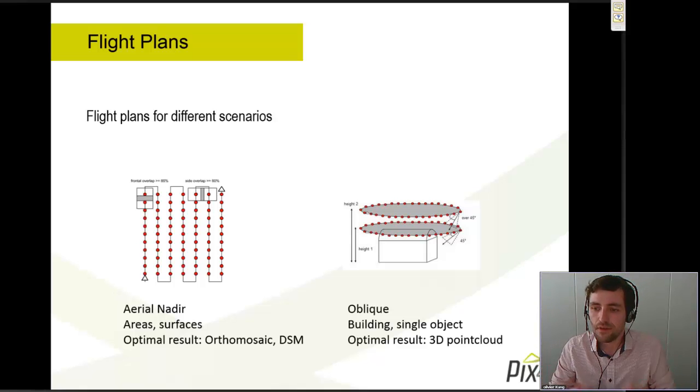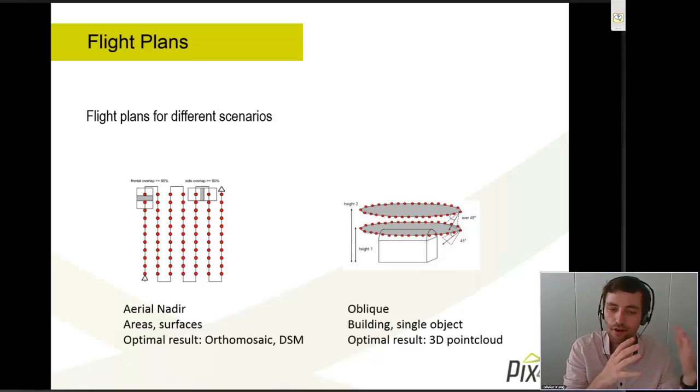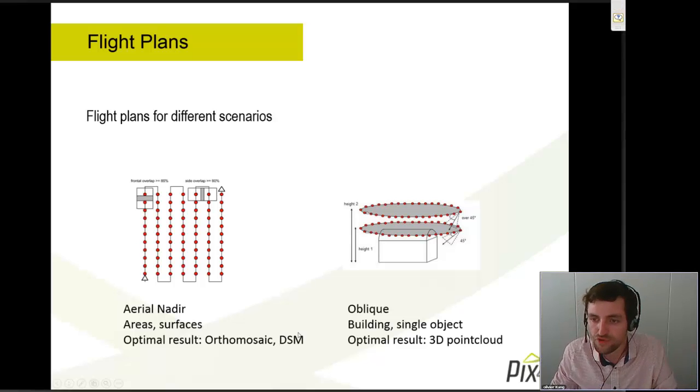So let's go into more concrete examples about flight plans. Here we usually see really two different types of projects. There is the aerial nadir type of project where you would fly in a grid. This is where usually you're interested in the orthomosaic and the DSM. The point cloud will also be good quality, but this is really a project where usually you use a fixed wing and you cover larger surfaces, and your goal is to really produce maps.